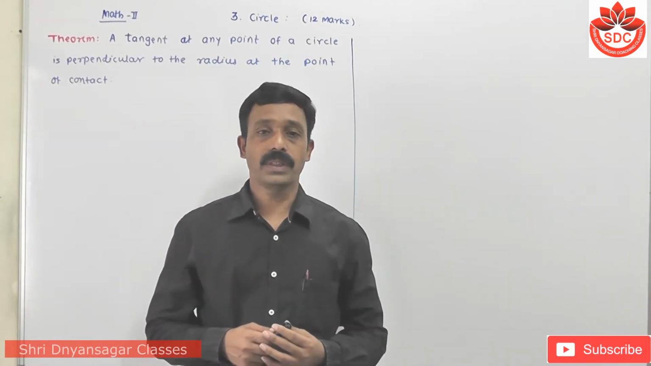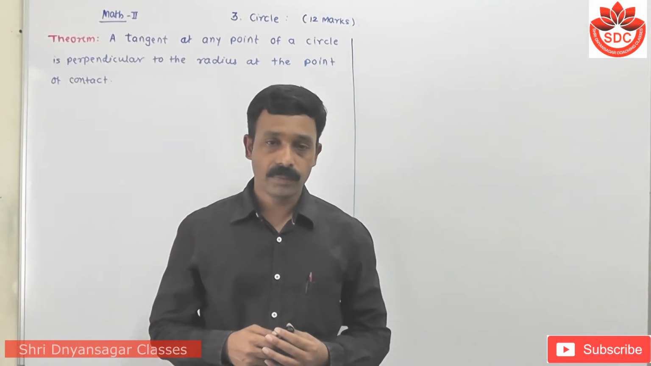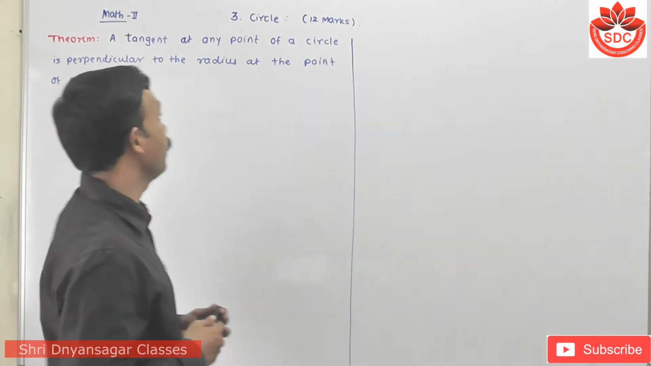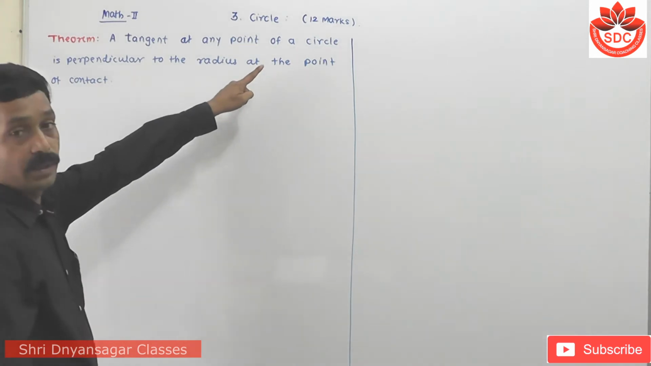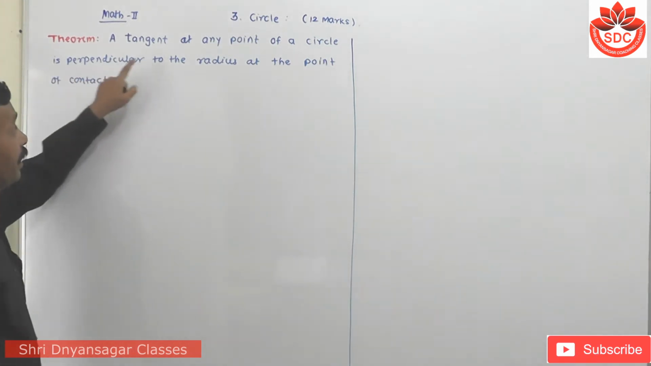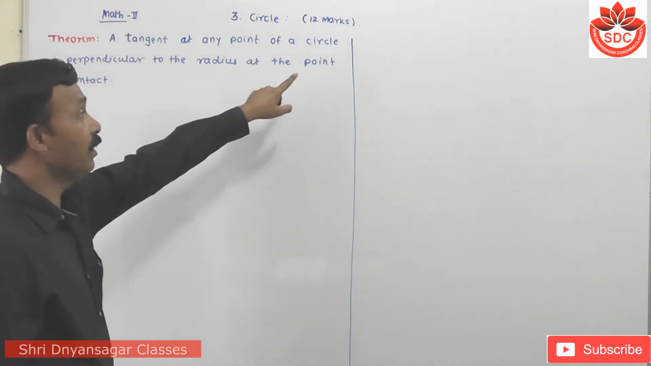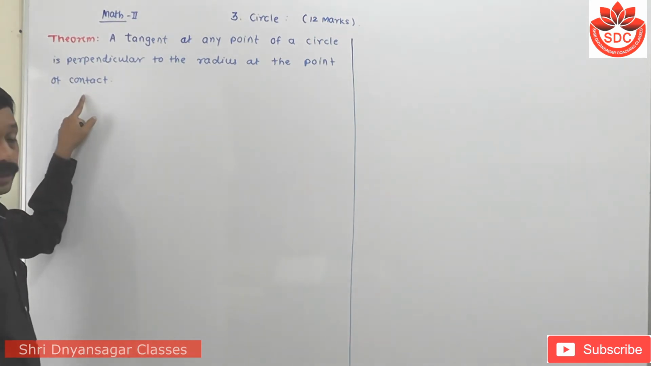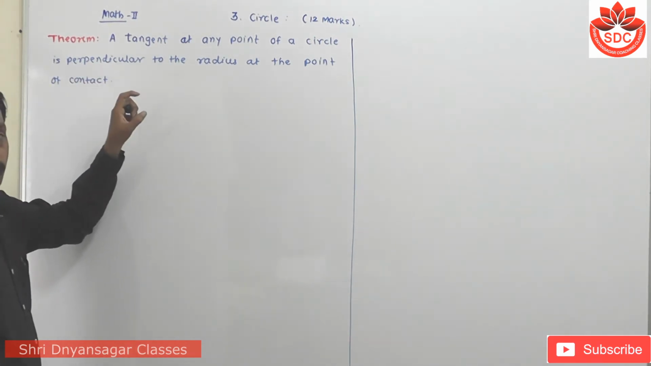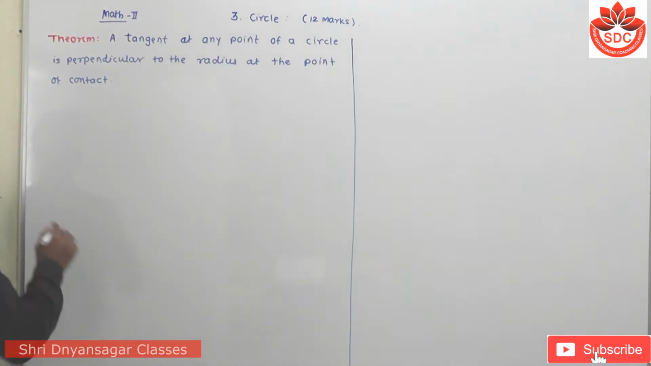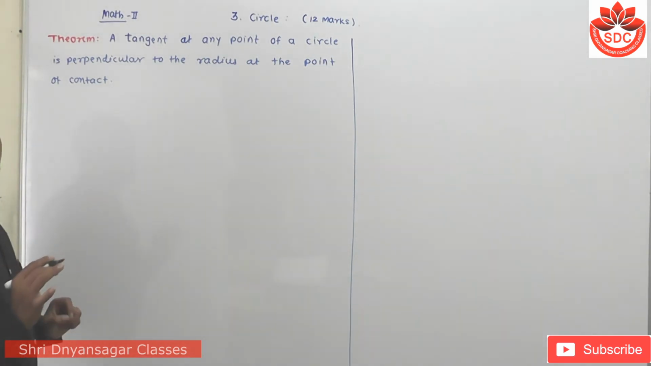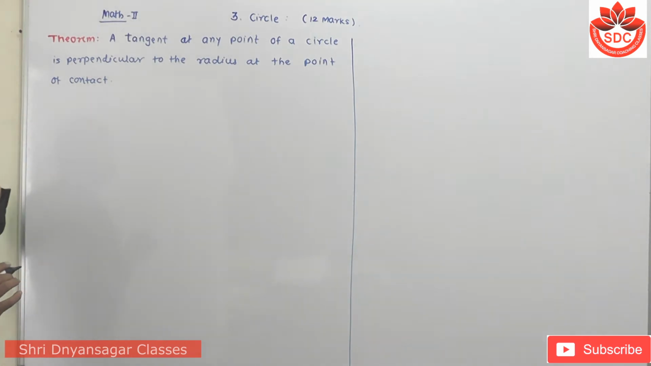Students, we see the first very important theorem of this chapter. The first theorem is: a tangent at any point of a circle is perpendicular to the radius at the point of contact. म्हणजेच एक tangent आहे, ती point of contact मध्ये काय असते? Perpendicular असते.